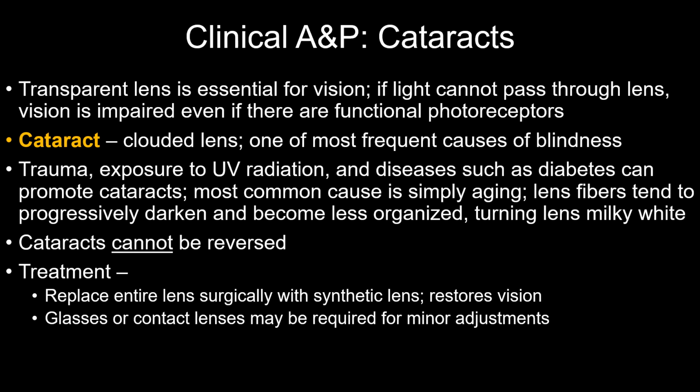Causes include trauma, UV exposure, and diseases like diabetes can also promote cataract formation. But one of the most common causes is just aging. As lens fibers age, they tend to progressively get darker and less organized, and so that turns this lens from transparent or translucent to a milky white. And a cataract cannot be reversed, sadly.